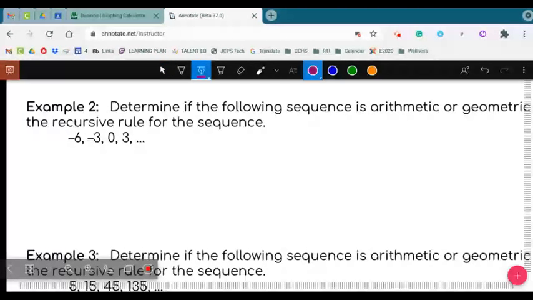So from -6 to -3 and then 0 to 3, we're going up by 3. So this is arithmetic.